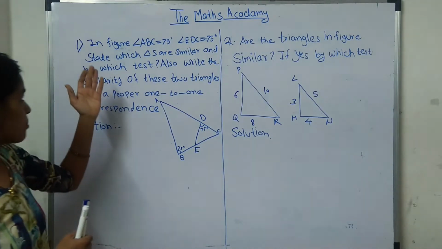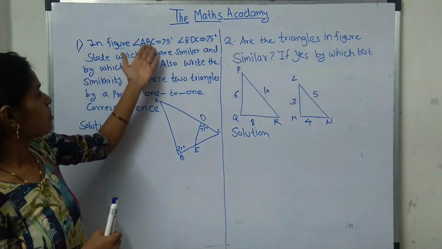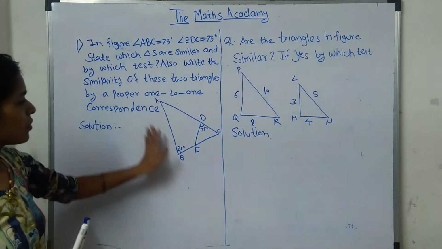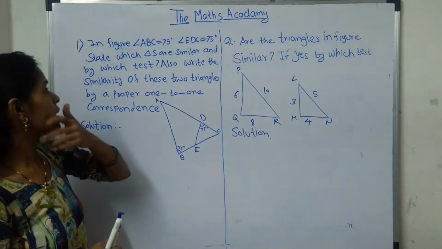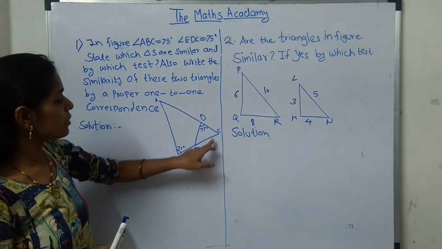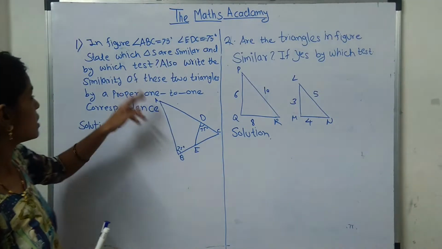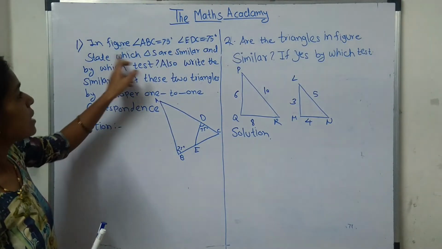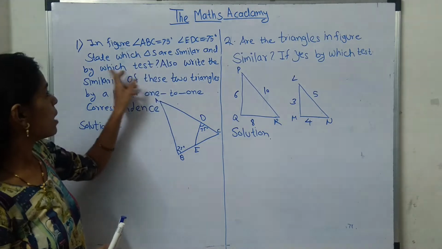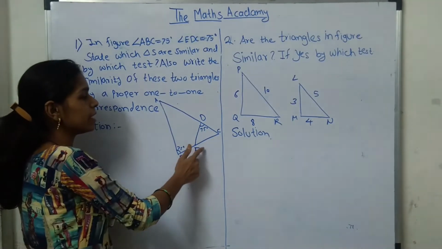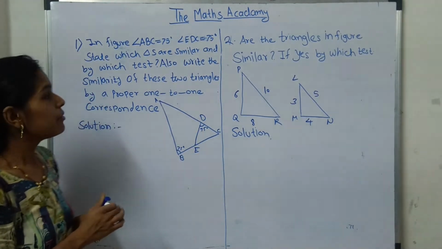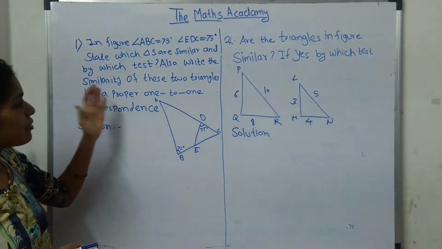What is the first example? In the figure, angle ABC is equal to 75 degrees, and angle EDC is equal to 75 degrees. This is the figure given to you. State which triangles are similar and by which test. Which two triangles? Here we have the triangle ABC and the triangle EDC.